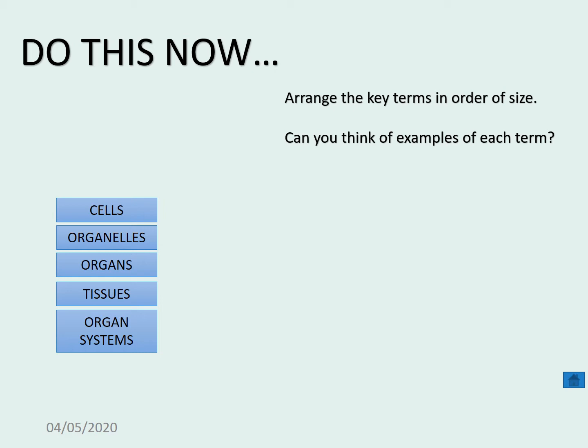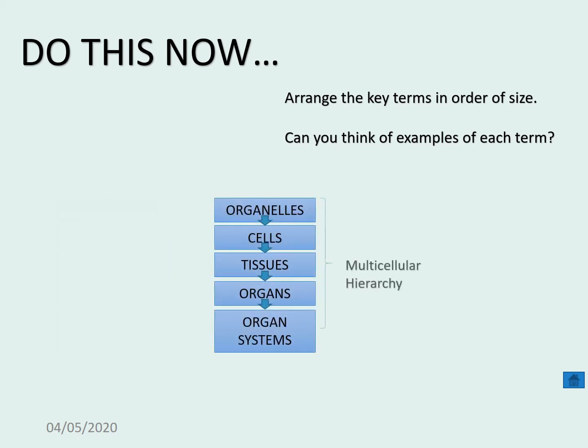Okay, so hopefully you've had a go at that. And we should have organelles as the smallest. So this includes things like mitochondria, chloroplasts, the nucleus, ribosomes, all of the stuff that you find inside cells. The next level is cells, so ones that we have gone over in the past. You've got red blood cells, sperm cells, egg cells, neurons. You've got phloem and xylem in plants, or palisade cells. Lots of different types of cells.